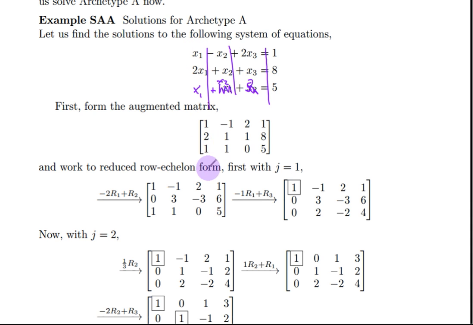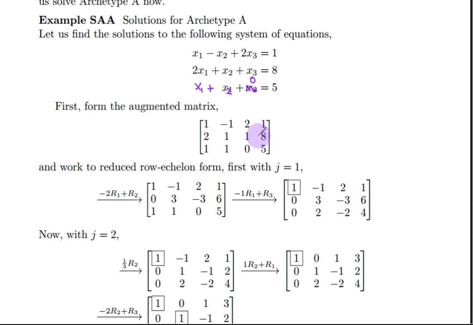These are the coefficients of the x1s. These are the coefficients of the x2s. These are the coefficients of the x3s. Notice the 0 there. There's no x3 in the third equation. Let me make this a little bit more neat. So this one should be x1, and this one should be x2, and then this should be 0.